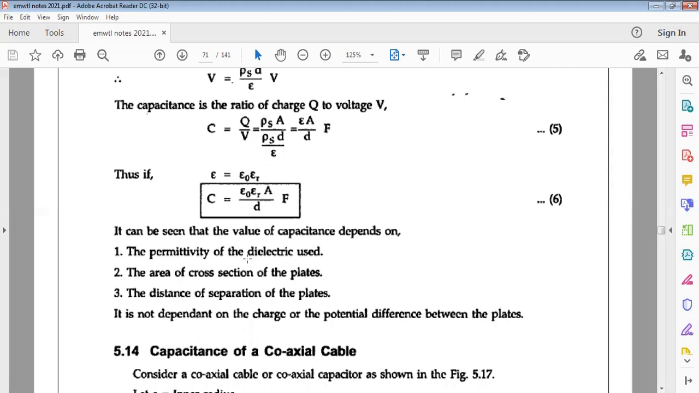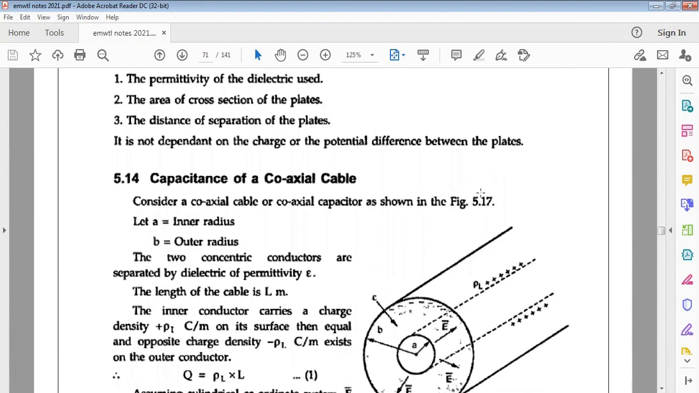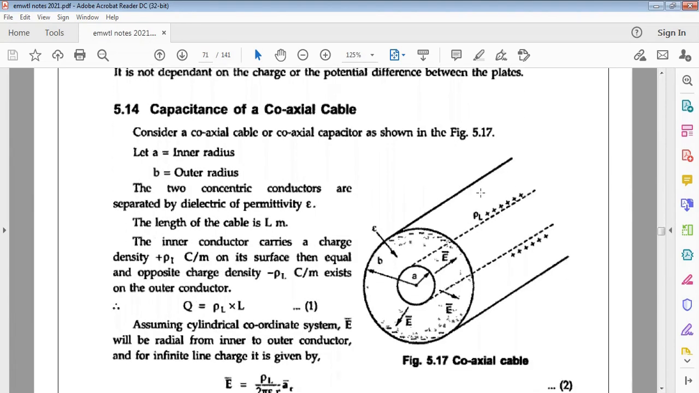It depends on the permittivity of the dielectric, the area of cross section, and the distance of separation of the plates. Means C is proportional to the area and inversely proportional to the distance. C is equal to epsilon A by D. Now we have to find the capacitance of the coaxial cable.